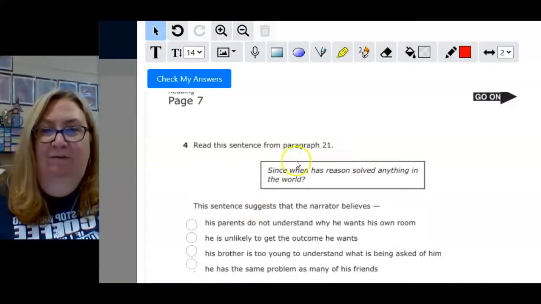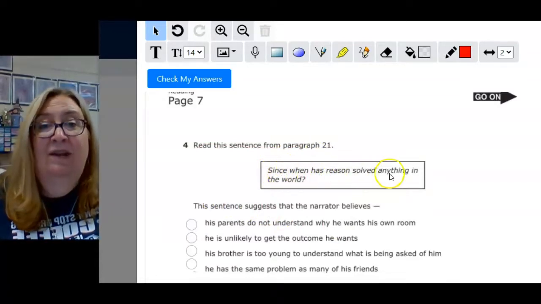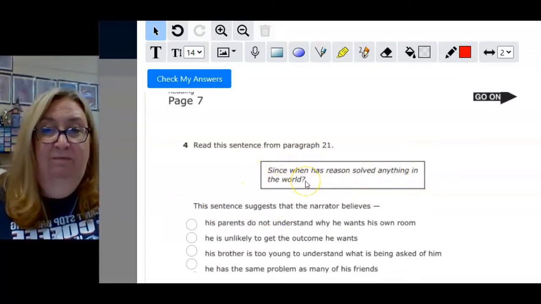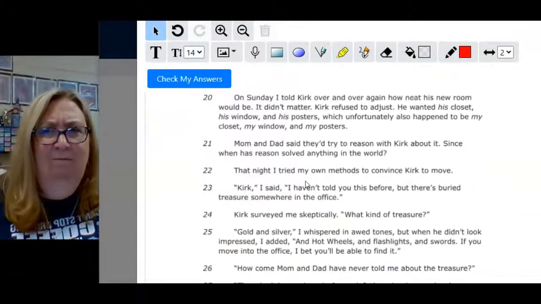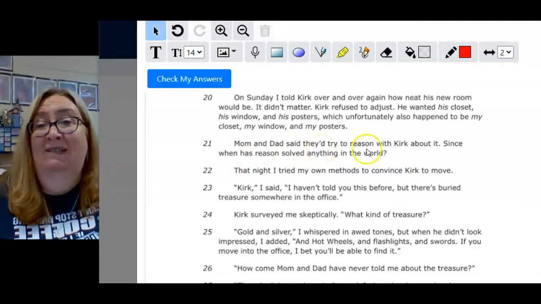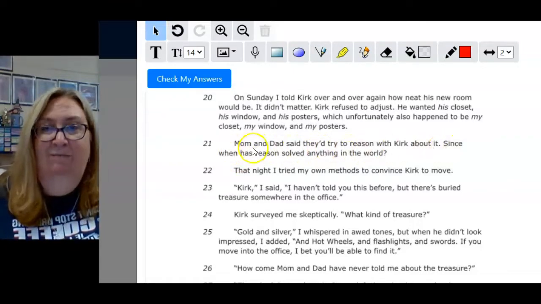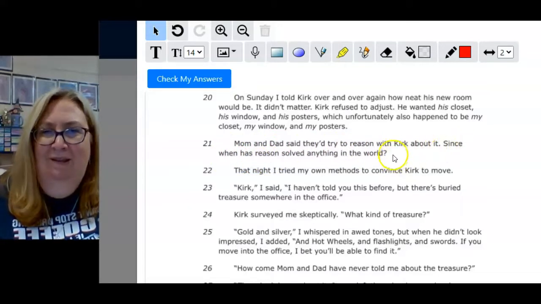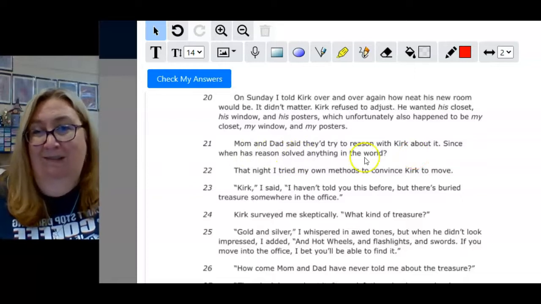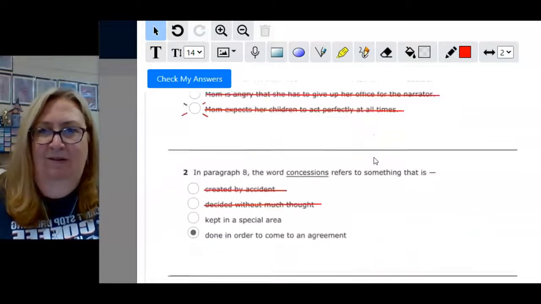Read this sentence from paragraph 21. We don't have to go find it because they put it here for us. Since when has reason solved anything in the world? Now I'm going to go look at it because I need to know what was happening around that sentence. Mom and Dad said they would try to reason with Kirk about it. Since when has reason solved anything in the world? Does that make it sound like he thinks it's going to work to reason with Kirk? He says reason doesn't solve anything. Let's go see what our answer choices are.